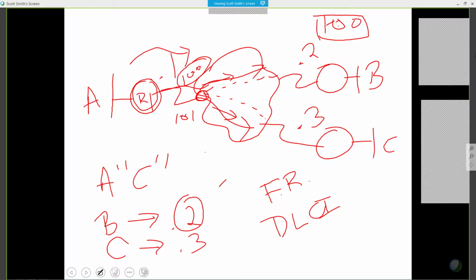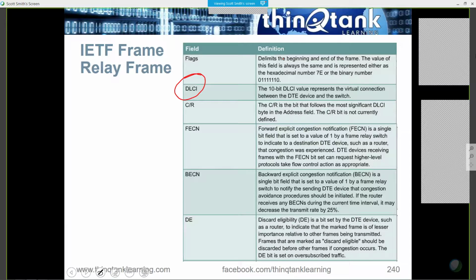So what is the relationship between a DLCI and an IP? The DLCI is local, and that maps to a remote IP. From router 1's perspective, the DLCI is local, and it maps to a remote IP. At least 3 questions on the test about that concept alone. Local DLCI maps to a remote IP. All right? It's a 10-bit value.